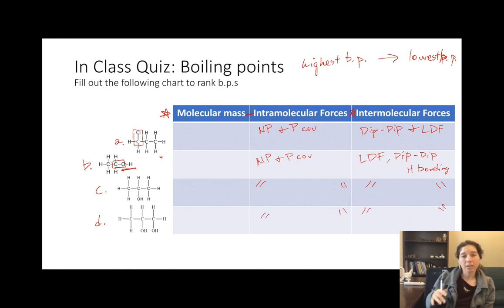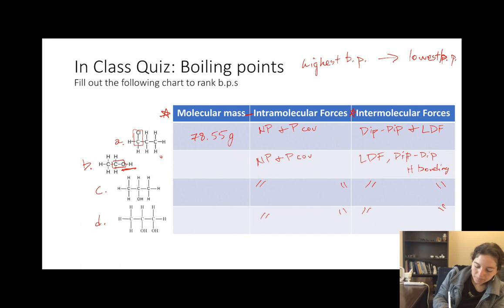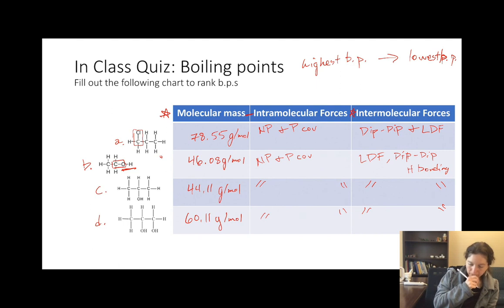Okay, now let's look at the molecular masses. The molecular mass of our first substance is 78.55 grams per mole. The molecular mass of our second substance is 46.08 grams per mole. Our third one is 44.11 grams per mole. And the next one has an extra oxygen added onto it, so it's 60.11 grams per mole. So now let's go and rank these. Remember that the thing that affects our boiling point the most is our intermolecular forces. So that's the first thing we need to look at here.